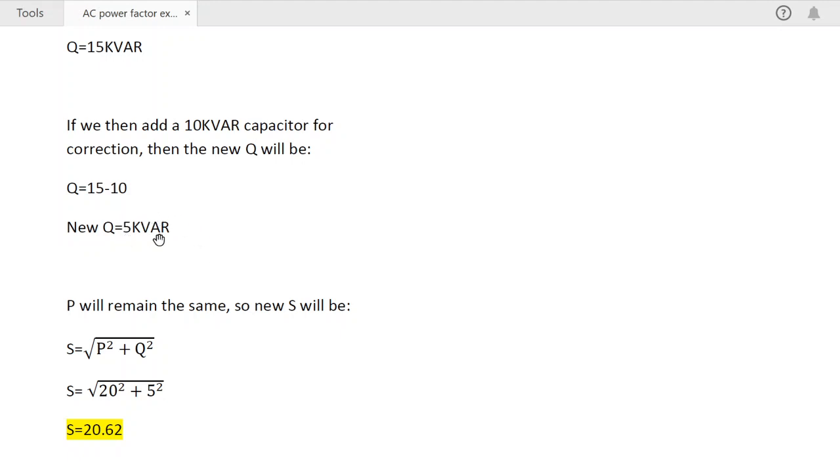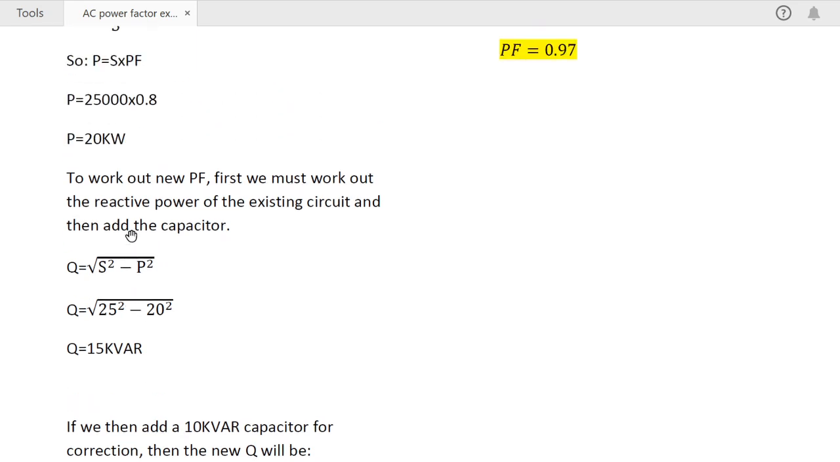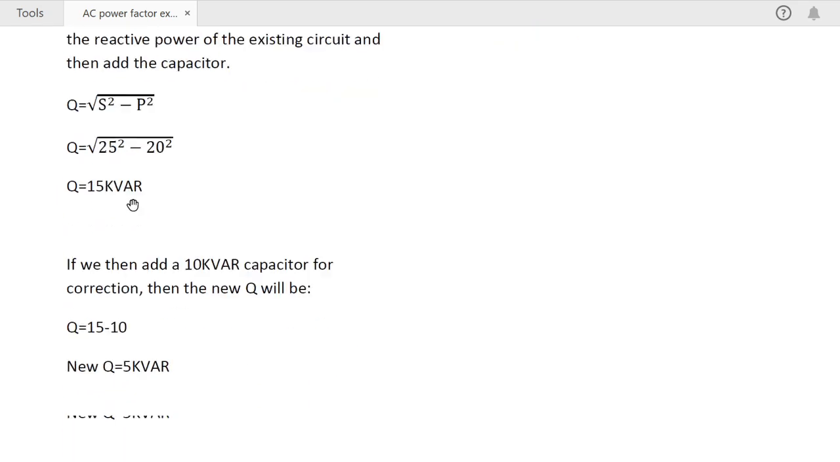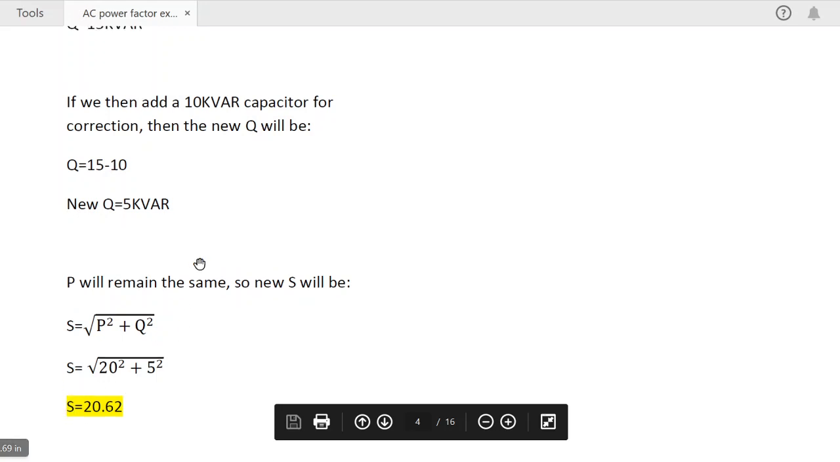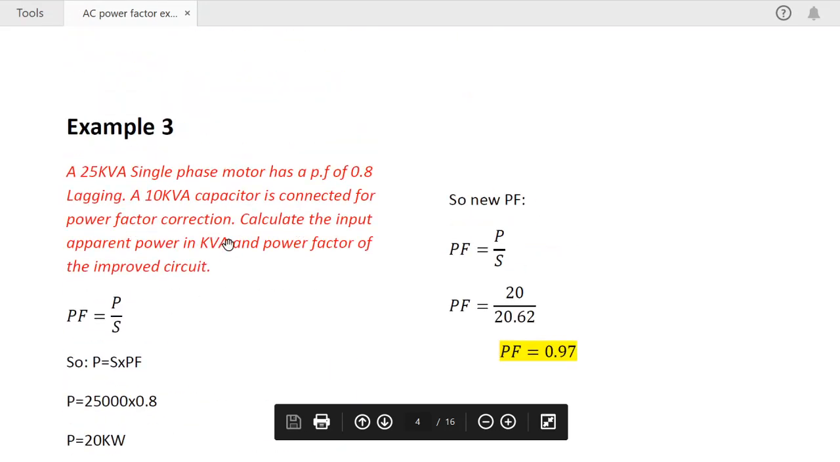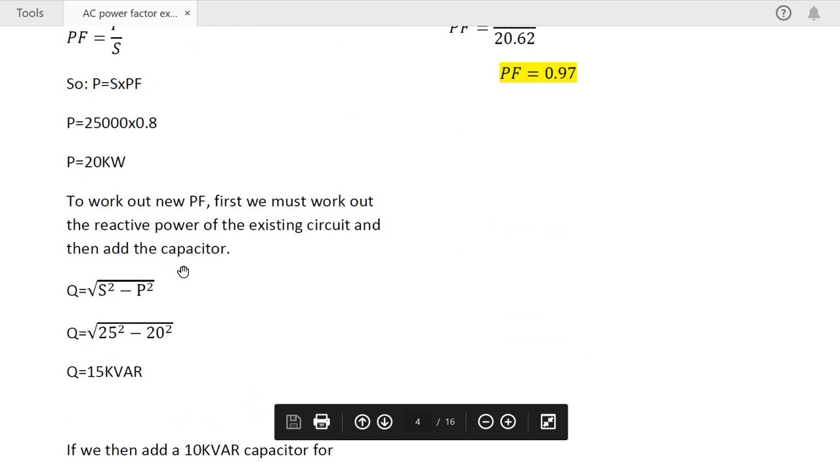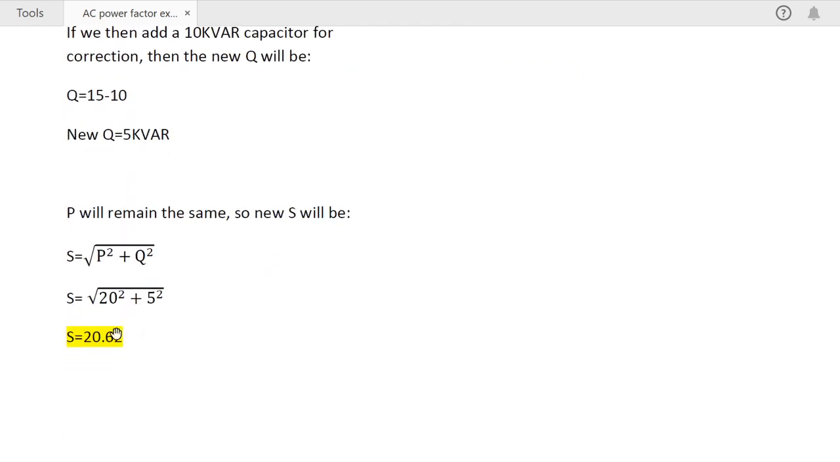So that means for the new power triangle, for the new circuit, I have two sides. My Q side is 5, and my P side will be the same as it was before. If I go back up here, I see that was 20 kilowatts. So my two sides are 5 and 20, and I can use that to work out my S, which is the hypotenuse. So the square root of P squared plus Q squared, 20 squared plus 5 squared. So my new S, as it says here, calculate the input apparent power in kVA of the improved circuit, is 20.62.